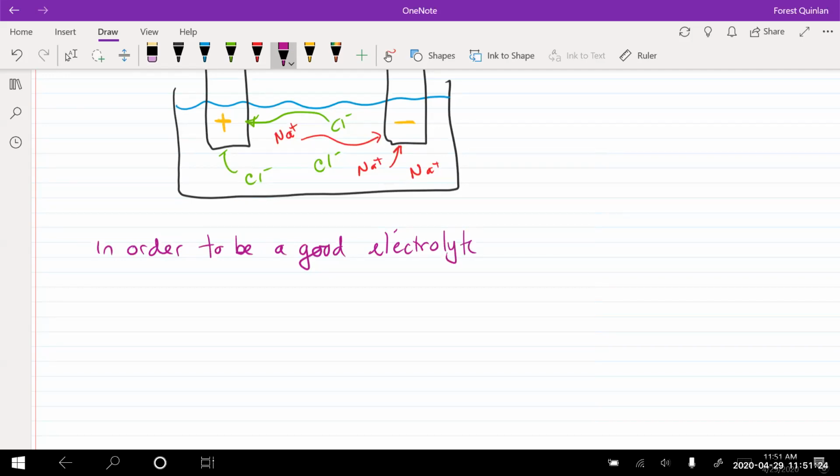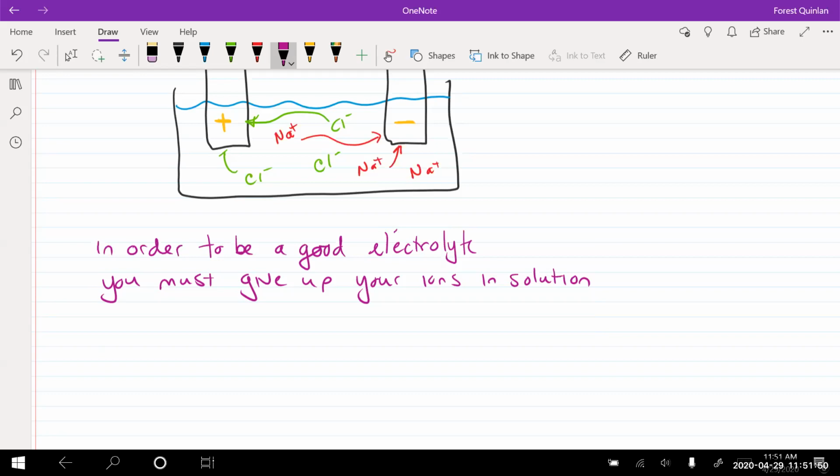You must give up your ions in solution. All right, so if I toss you into that water, if you're going to be a good electrolyte for me, you're going to have to break up and give me those ions. Okay?